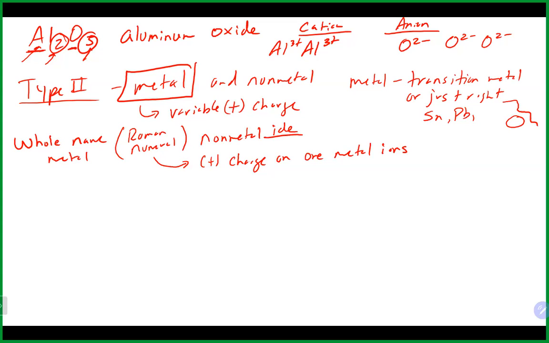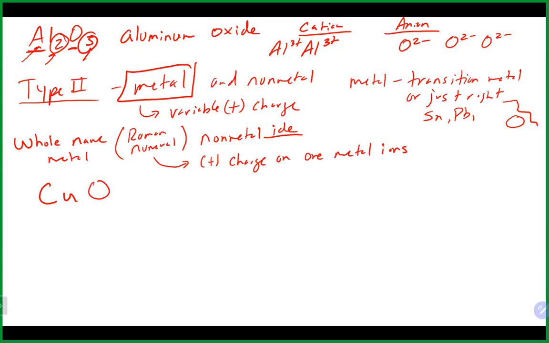So the good news, though, is you will always know what the charge is on whatever it's attached to. Whatever that metal is attached to, you will definitely for sure know the charge on it. So you can work your way backwards to figure out what the positive charge is on the metal. So for example, speaking of copper, if we had something like CuO in this particular case.